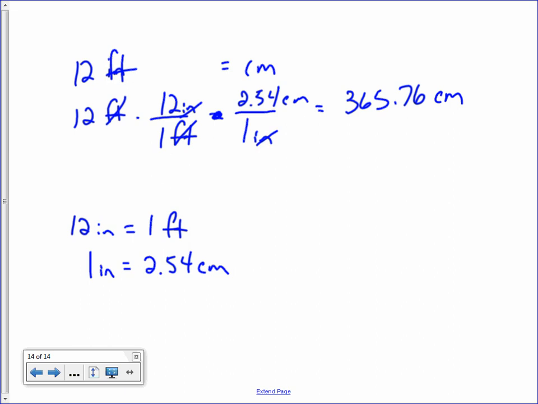Okay, so let's do maybe one more of these. We can also use this for converting rates. For instance, if I had 60 feet per second, and I want to change that into kilometers per hour. In the end, I want to be in kilometers per hour.